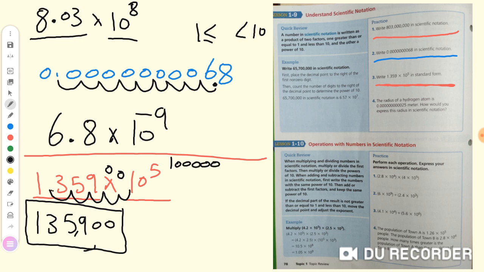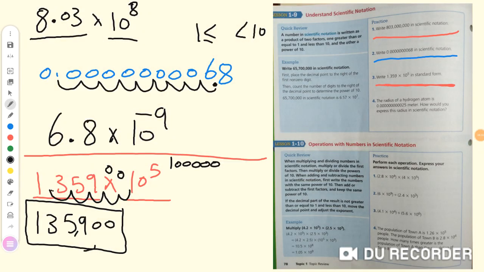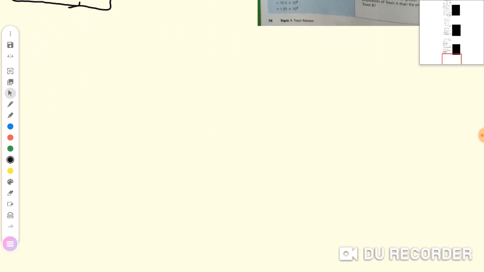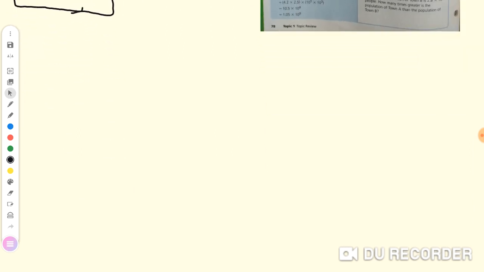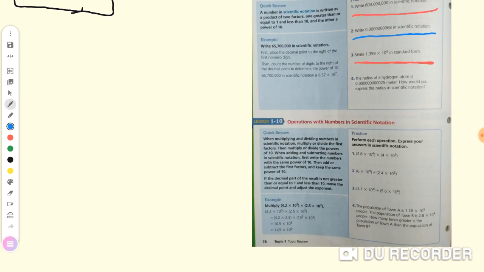Another example, which is in lesson 110, which talks about the operation on scientific notation, how to add, subtract and multiply scientific notation. So I have this example. Express your answer in scientific notation.